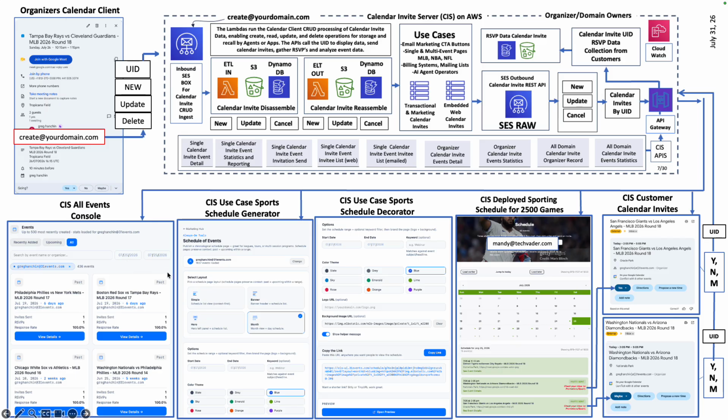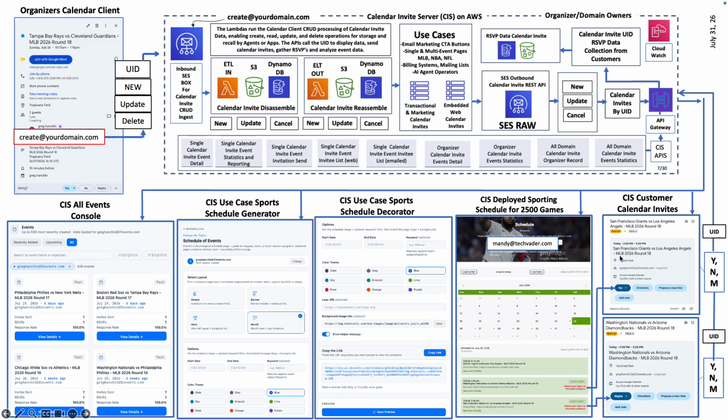And we have many different interfaces. Today, we're demonstrating the calendar invite server console here. You'll see something which is a generator for decorating landing pages. I've decorated the page here. I've showed you all that we're displaying the 2,500 events for the MLB. This page is shared with a customer, someone like Mandy. She comes in and picks out the calendar invites off her picker in the schedule.